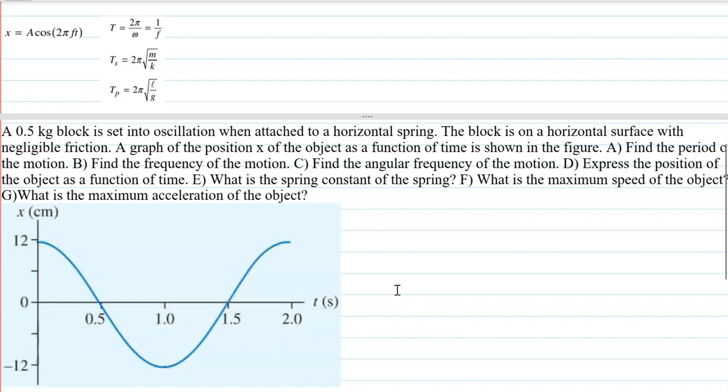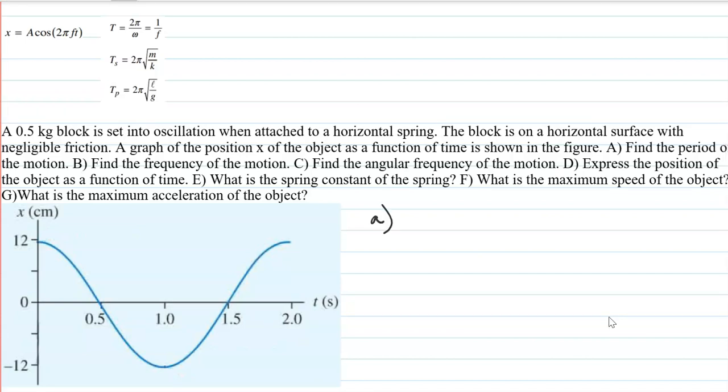We've got a whole bunch of stuff to do with this problem. So first, finding the period is super easy. Remember, the period is how long it takes to do one full oscillation, so the amount of time it takes to return to its original position. The object starts here at 12 centimeters. It does one full oscillation by the time it gets to 2 seconds, so our period is equal to 2 seconds.